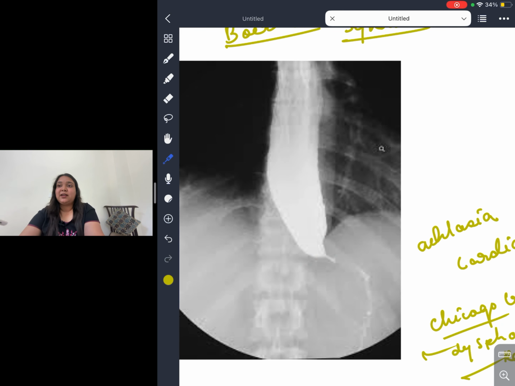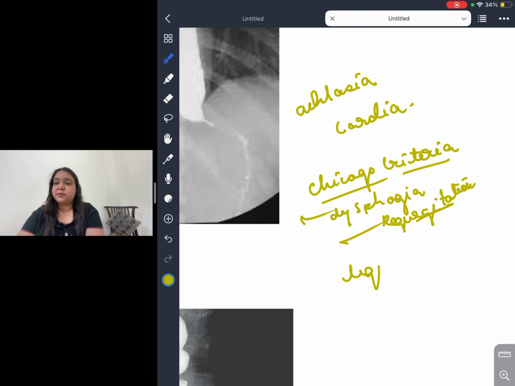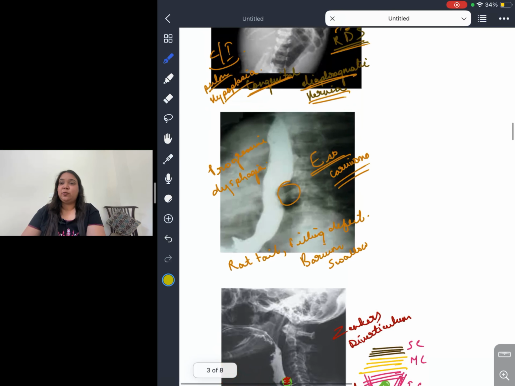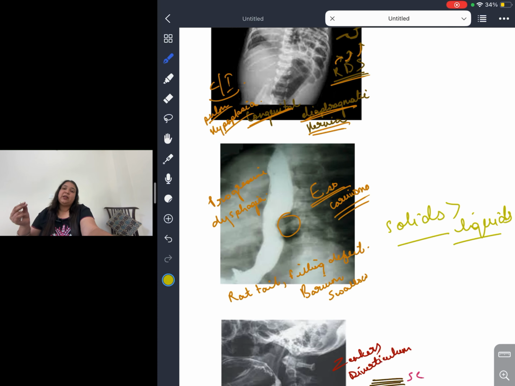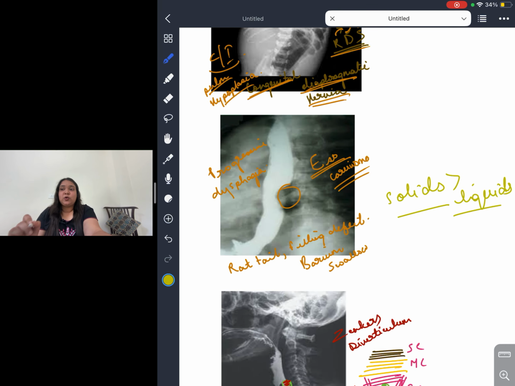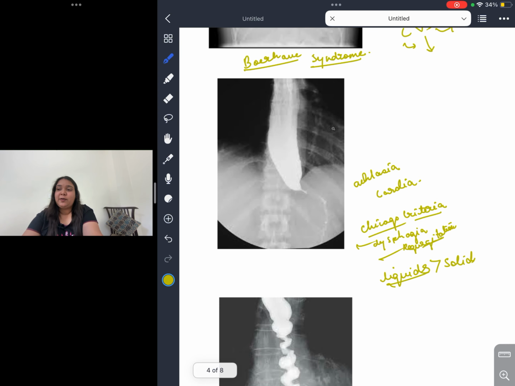The esophageal sphincter does not relax, so we have this bird beak sort of appearance over here. And the dysphagia here is more for liquids than for solids. But the dysphagia in esophageal carcinoma is more for solids than for liquids. This was a plus point I told you, nothing related to the image, but the more details you tell about the topic, the better. So in esophageal carcinoma, dysphagia is more for solids than for liquids, but in achalasia cardia, dysphagia is more for liquids than for solids.